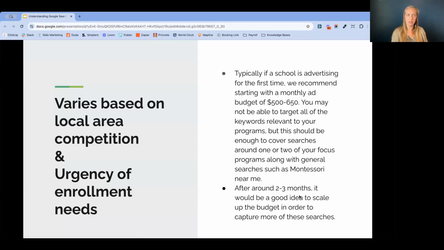But typically, if the school is advertising for the first time, we want to start with about $500 to $650. You may not be able to target all the keywords that you want or that are relevant to your programs, but this will at least cover enough to get you where you need to go, and get people searching for Montessori near you to come and look at your site. After around 2 to 3 months, if you've just started, it would be a good idea to scale that budget up a little bit to capture more of those searches. It's okay to start a little lower and then slowly adjust it up as you start to see results or you start needing more results.